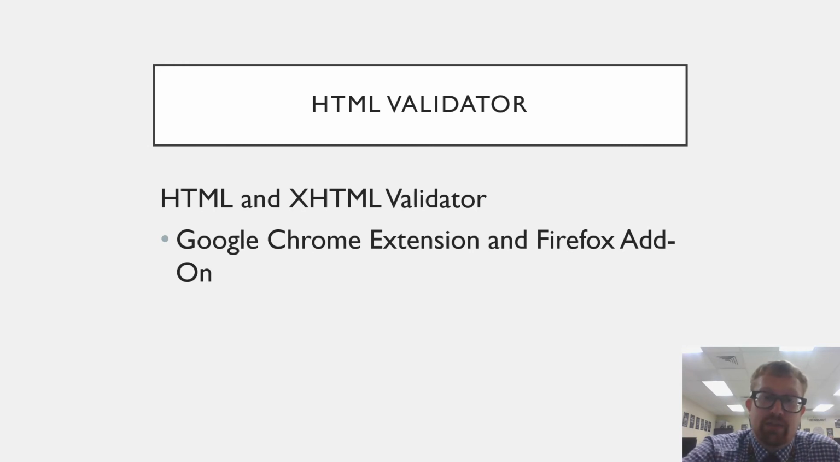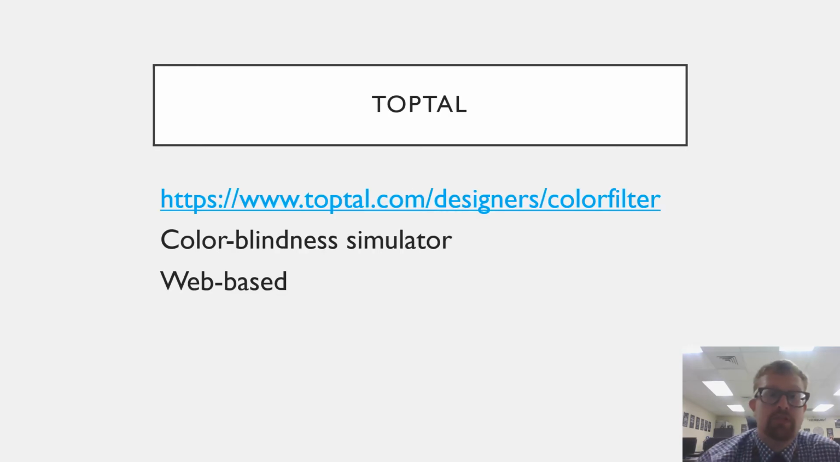Next is HTML Validator. This is an HTML and XHTML validator. This one's a Google Chrome extension or a Firefox add-on. Next is Validity. This is another HTML and XHTML validator. This is a Google Chrome extension or a Firefox add-on. And then lastly is TopTool, and I'll post this website into our folder for today. TopTool is a color blindness simulator, and it's web-based.